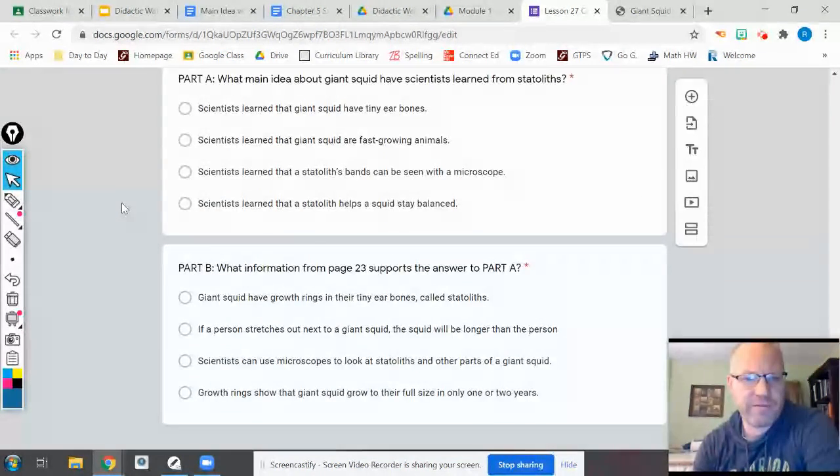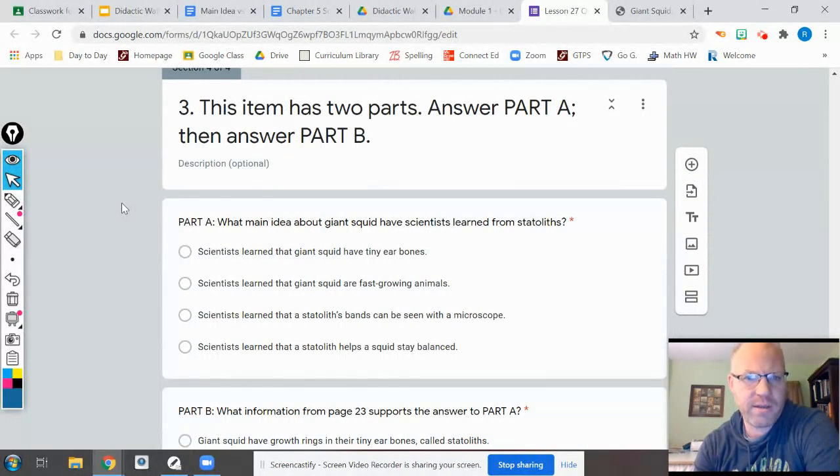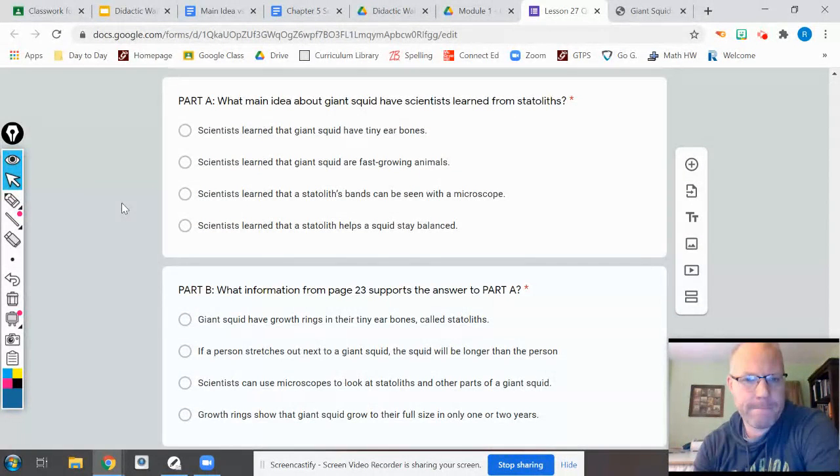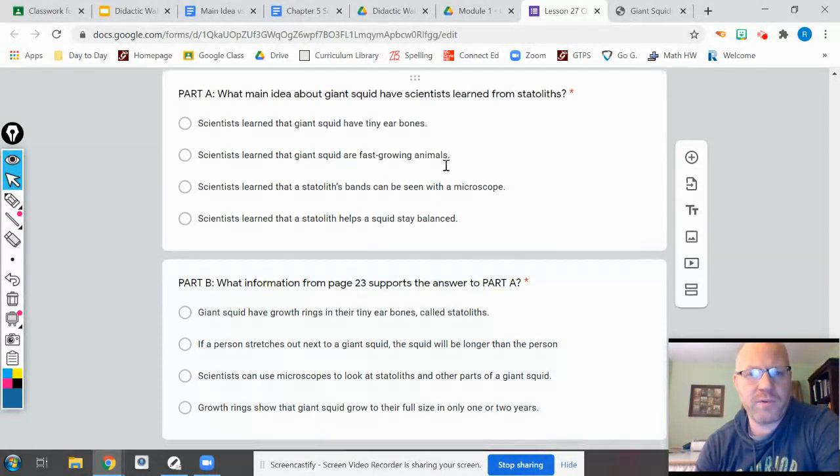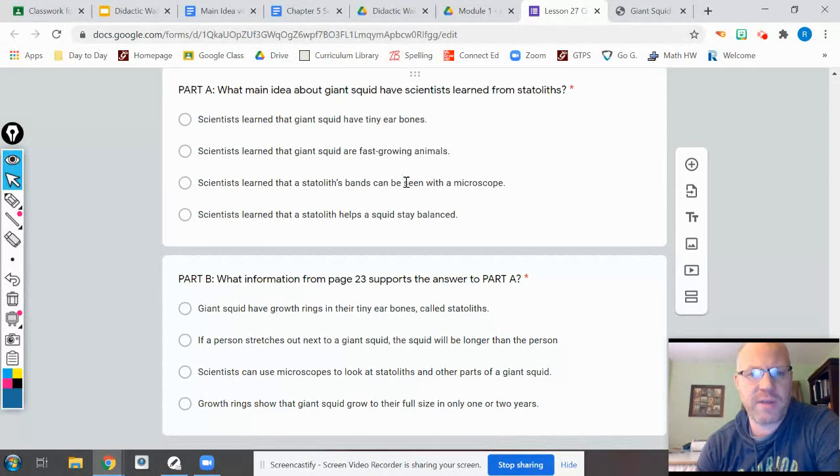And then once you're finished with that, section 3. What main idea about the giant squid have scientists learned from statoliths? So what did the scientists learn from studying the statolith? Scientists learned that giant squid have tiny ear bones. Scientists learned that giant squid are fast-growing animals. Scientists learned that statolith bands can be seen with a microscope. Scientists learned that statolith helps a squid stay balanced.